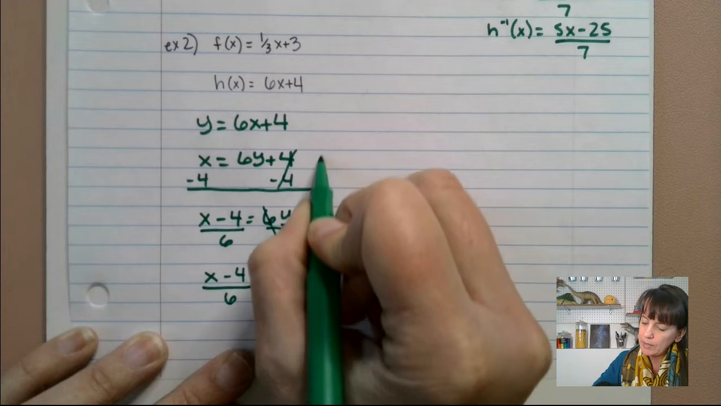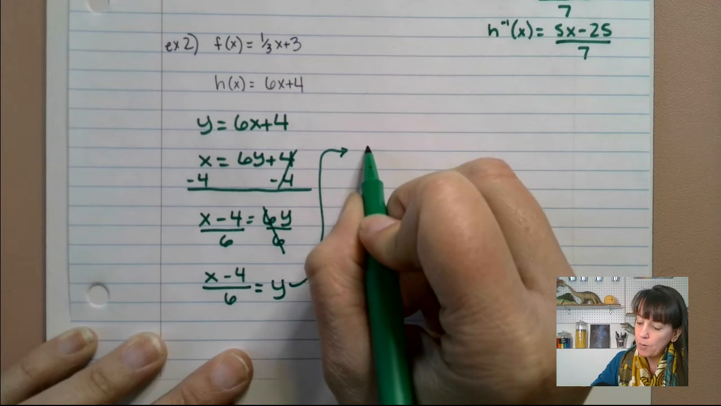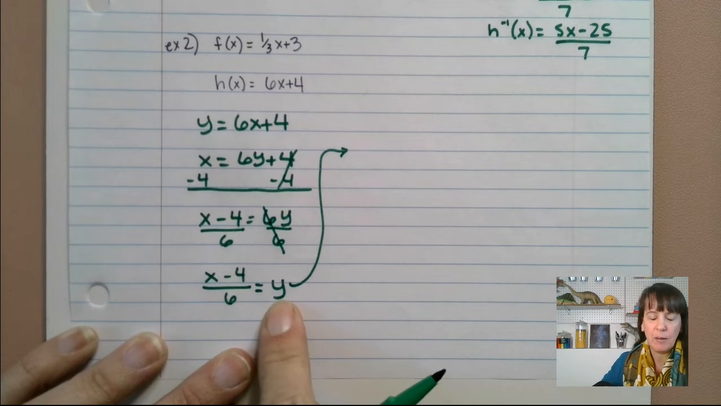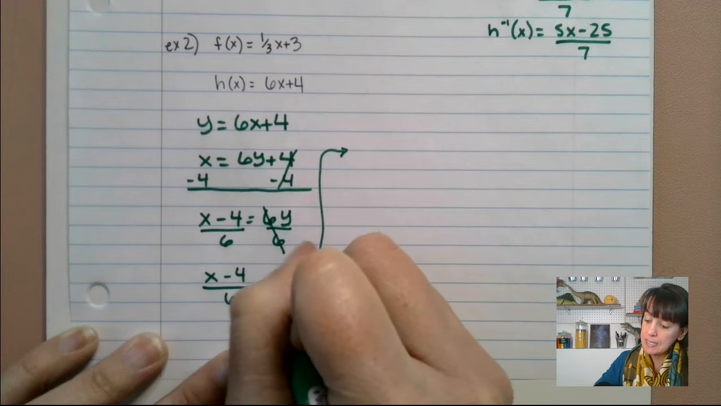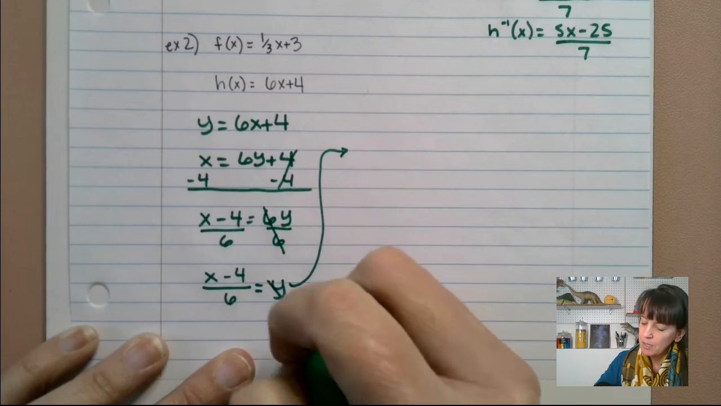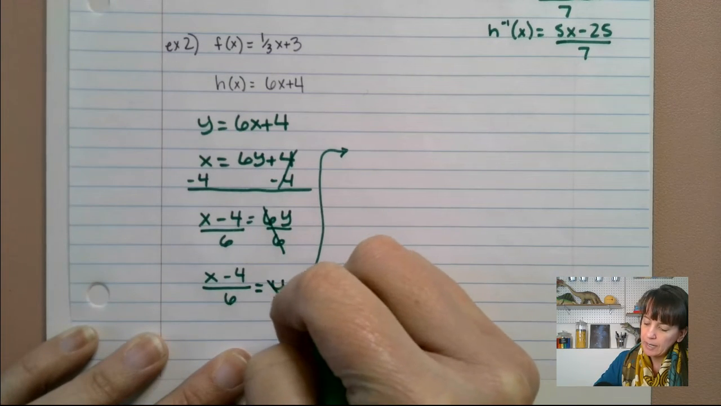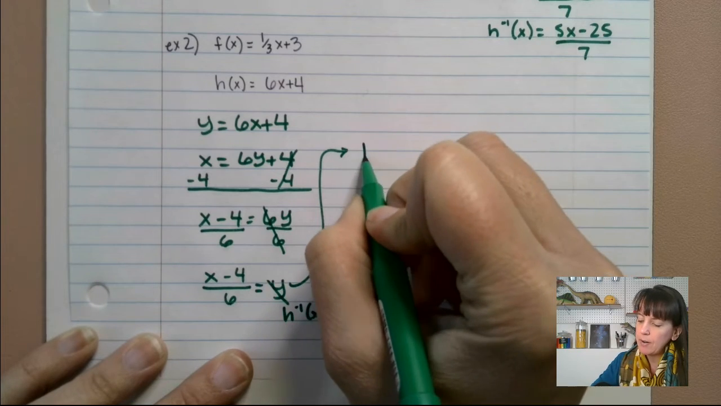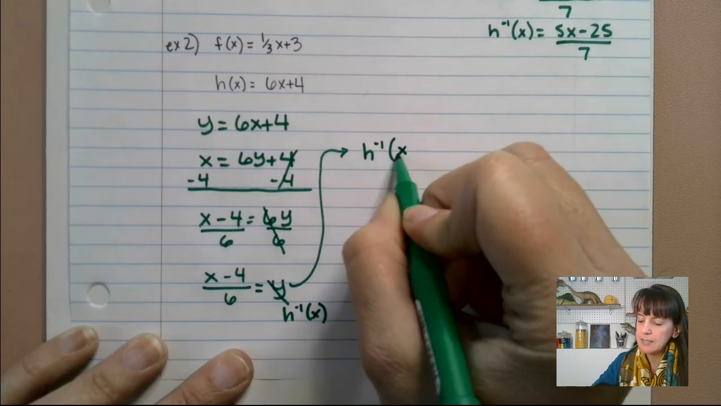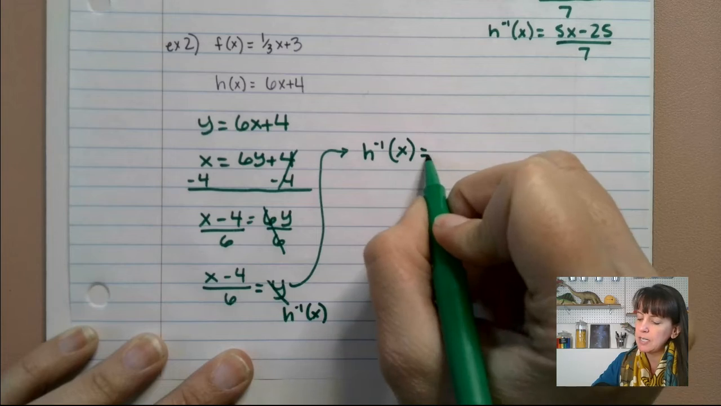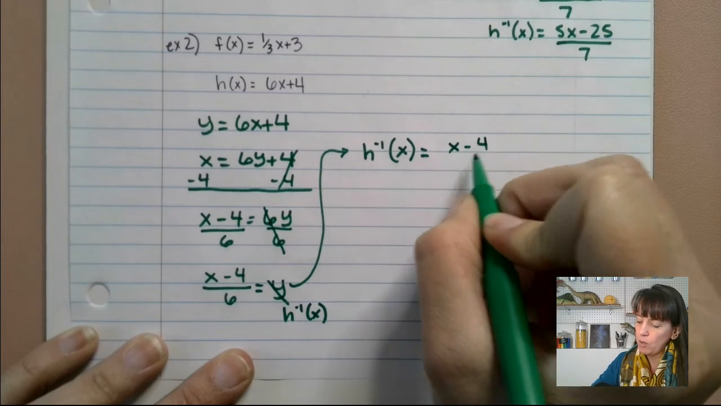I'm going to write that up here. So swapping that around, I swap out my y for my, I did h, right? I did h of x. So h negative 1 of x, and I'm going to swap it around. So now I have h negative 1, indicating that it's the inverse. So the inverse of h of x equals x minus 4 over 6.